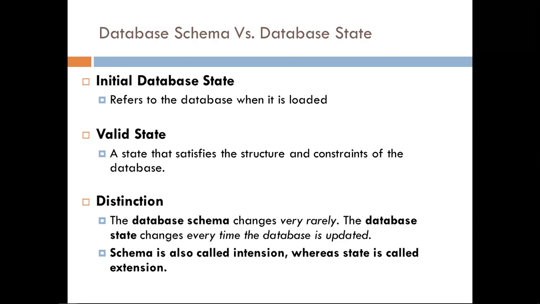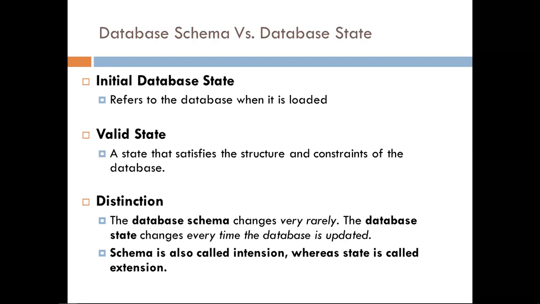Then valid state. A state of the database which satisfies both the structure and the constraints, then we say that the data is in the valid state. Which means the data that is there in the table should satisfy all the rules. Then that particular state becomes the valid state.